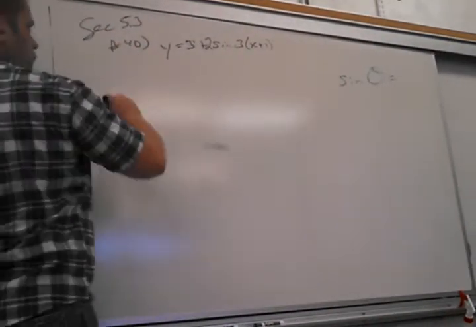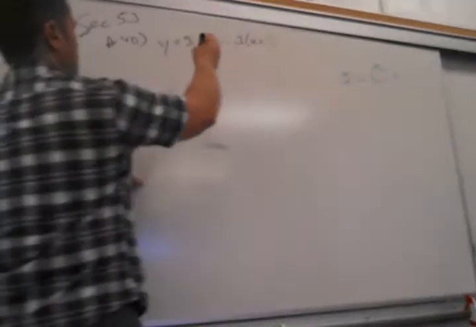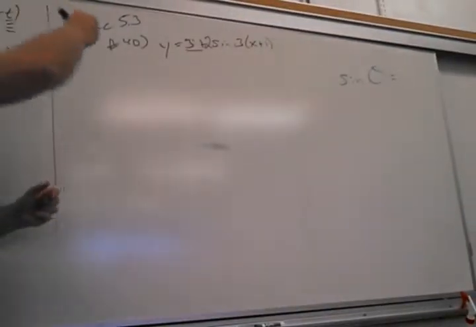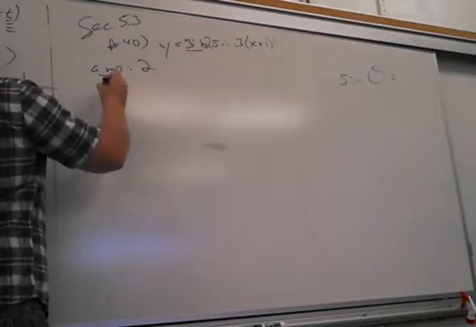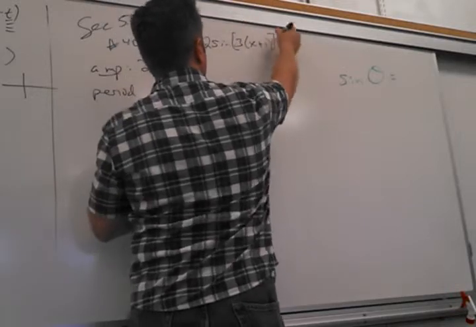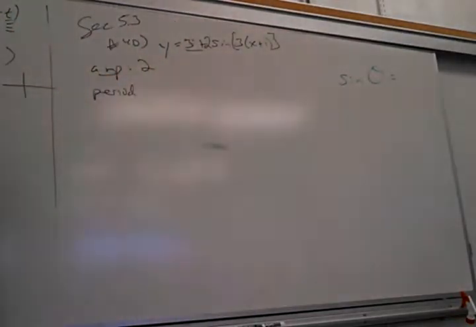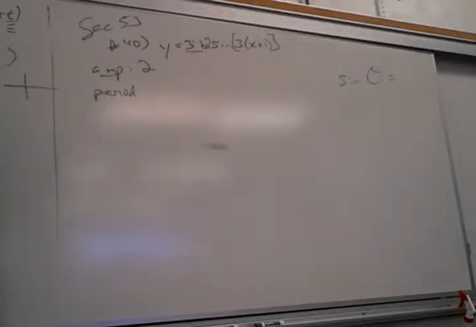So first off, what part of that do I not care about until the very end? The plus 3. Basically it's not there until the end. It doesn't do anything to me in the middle. I just lift my whole picture up at the end. So what's the new amplitude? 2. What's the new period? I don't like the way they wrote that, so I'm going to write it better. 2 pi over 3.